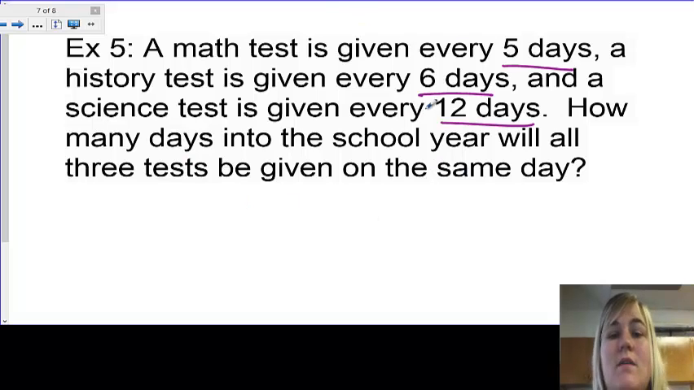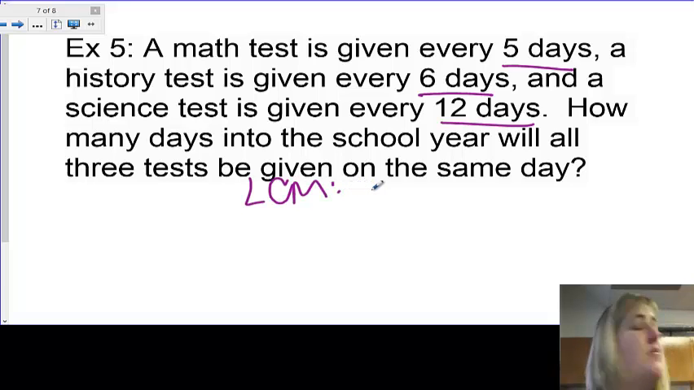This is the type of problem that you will see one of these on your EOC, I'm certain of it. You've probably seen them on your math test before, on your MAP test before, but you probably didn't know how to solve them. This is just an LCM problem. When you see this, you're just finding LCM.